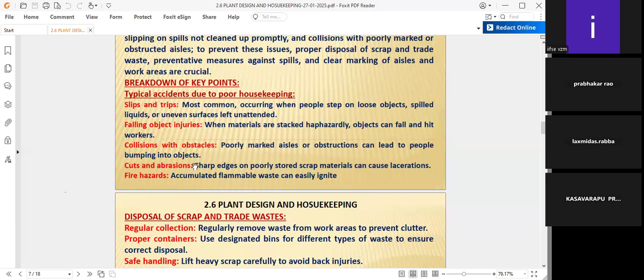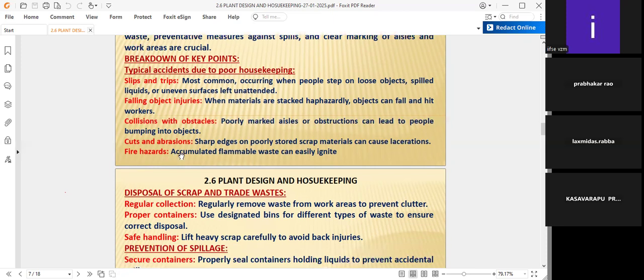Cuts and abrasions. We have to see that sharp edges and poorly stored scrap materials can cause lacerations. Cuts and abrasions means roughing on the surfaces of the hands and legs and all, which will be taken care of during the breakdown key points.